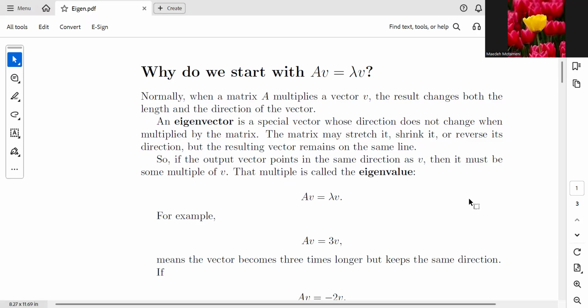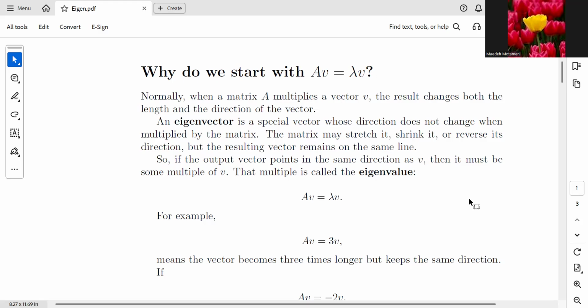So we start with A, which is the matrix, times nu, which is the vector, equals lambda, which is going to be the eigenvalue, a number in this case, times nu, which is the vector. Normally a matrix changes both the length and the direction of the vector. But sometimes an eigenvector happens. This is a special vector whose direction does not change when multiplied by the matrix.